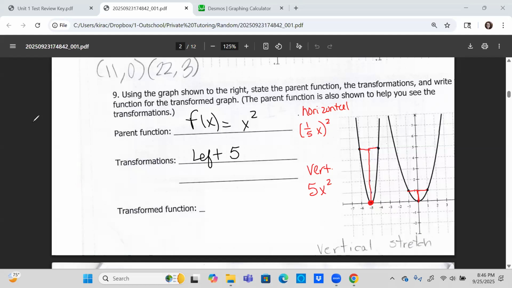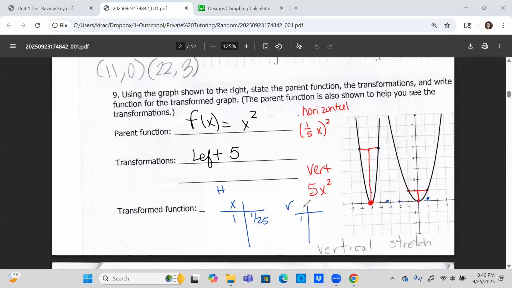Okay, so let's actually try that out. Let's plug in 1 into the horizontal. So if this is 1, 1/5 times 1 is a fifth. A fifth squared is a 25th. So this would be going up one, over one, basically up nothing. And then we'd scoot that left 5. I don't think that's right. Let's try the vertical one.